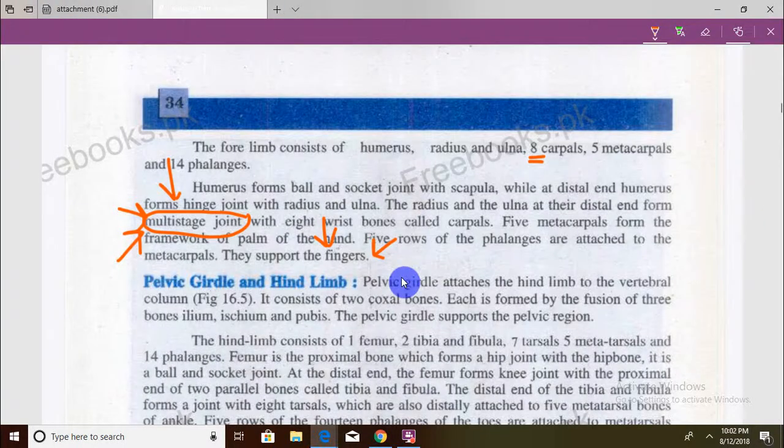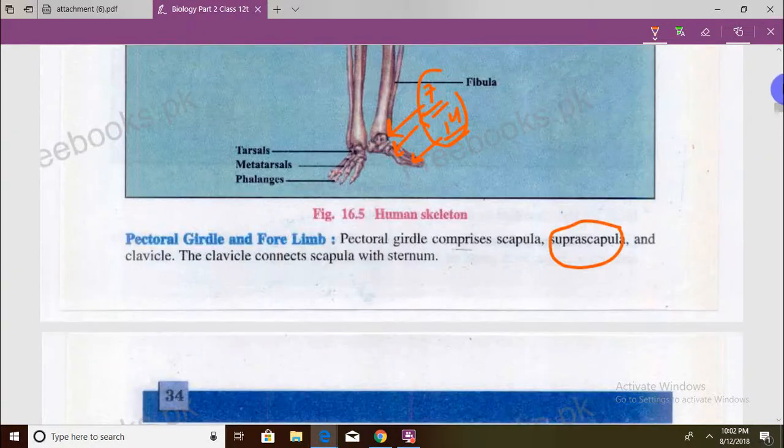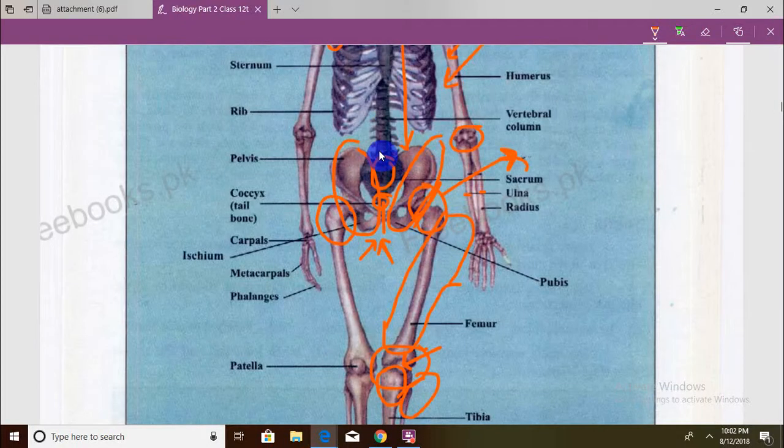Anyways, then we have the pelvic girdle and the hind limb. The pelvic girdle attaches the hind limb to the vertebral column, and that is something they can ask you. And you can obviously see how that is happening, because it's over here. These are the hind limb, this is the vertebral column, so it's connecting these two.